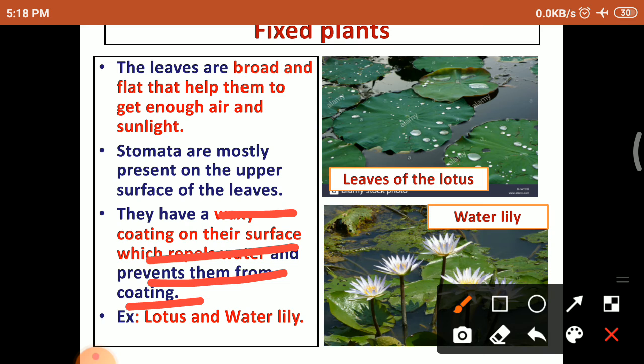So what are the plants that are grown in water with fixed roots? The examples are lotus and water lily, which are examples of fixed plants.